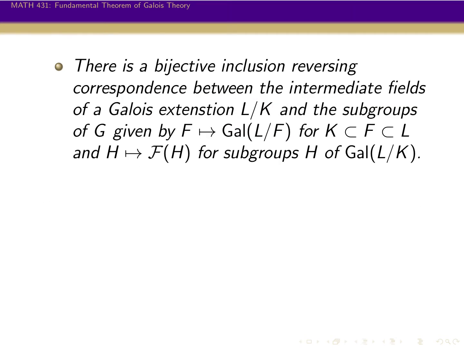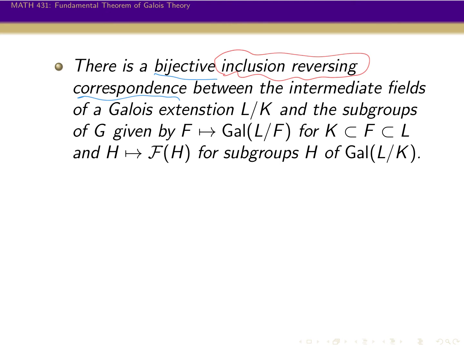Now for the Galois correspondence part. We're proving that there's a bijective inclusion reversing correspondence between the intermediate fields of a Galois extension L over K. We've already done the inclusion reversing part, and so we don't need to say more on that. We're going to focus on showing that this is a bijective correspondence.